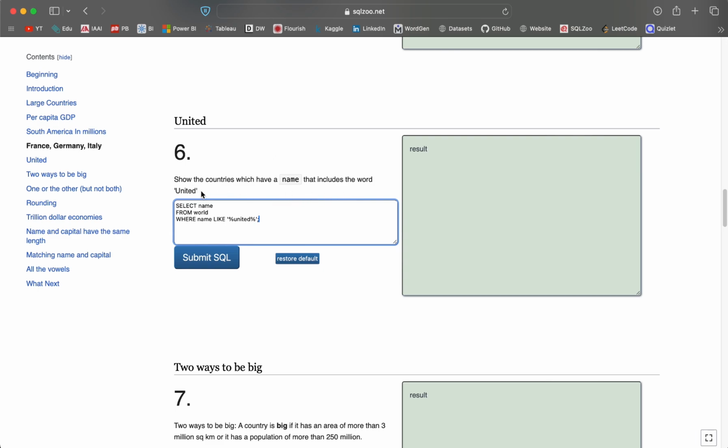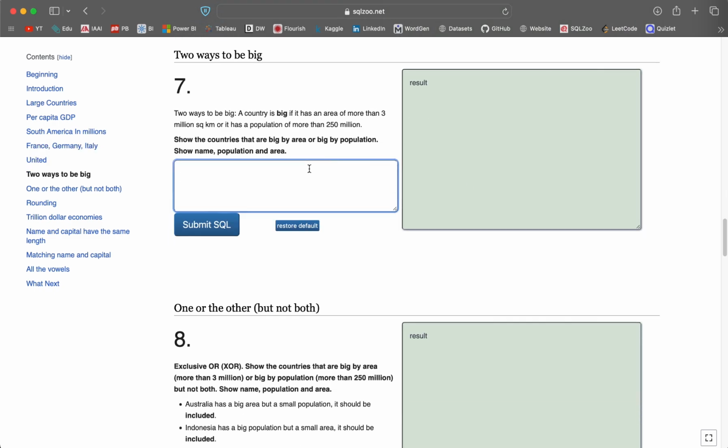It's not asking us for the name of a country that begins with united or ends in united. It's just asking us if it has somewhere within its name the word united, and if we're looking for something in between, a name or letter in between, we're going to wrap it with the percentage sign on both sides. United Arab Emirates, United Kingdom, United States.